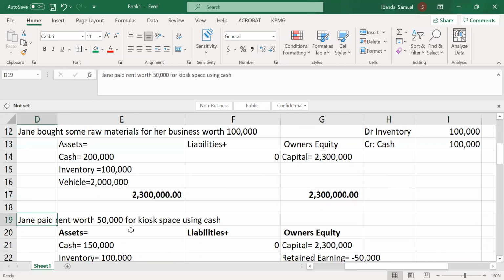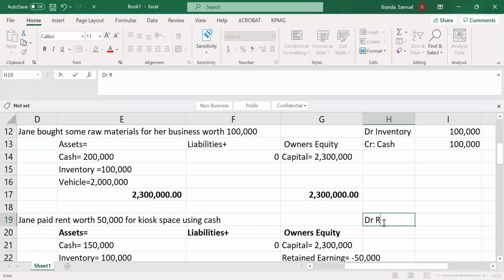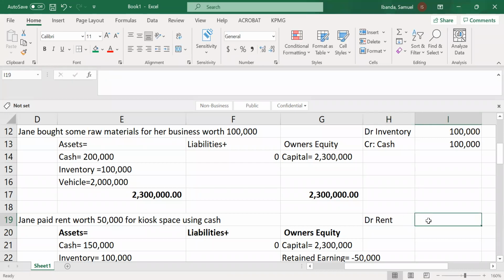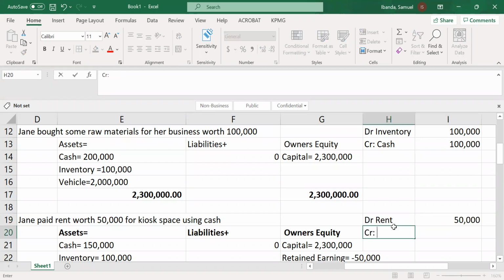If I'm coming to Jen paid rent worth 50,000 for the kiosk space using cash, I'll come and debit my rent. Whenever expenses are increasing, we debit them. And I'll debit with the same amount, which is 50,000. What shall I credit with? I'll credit cash.